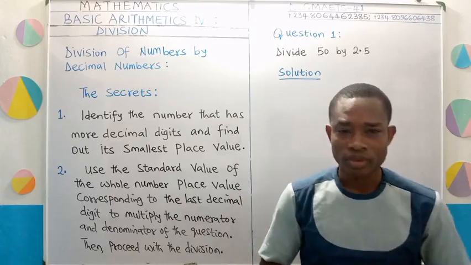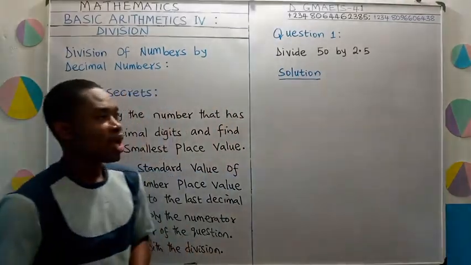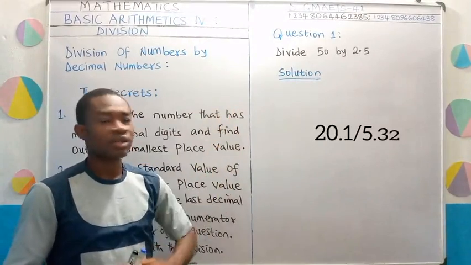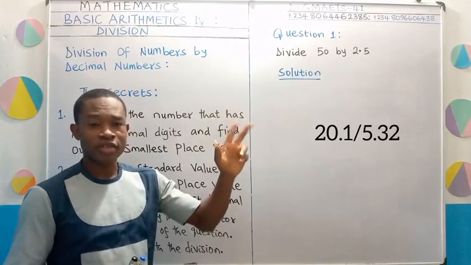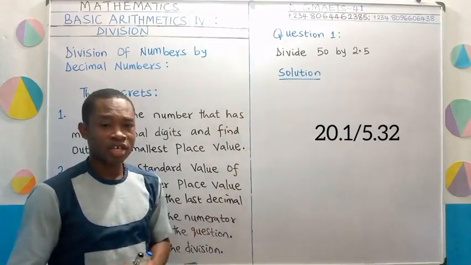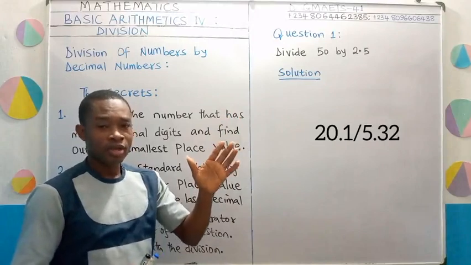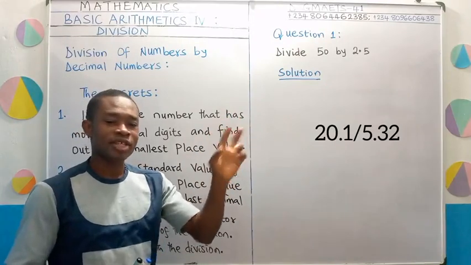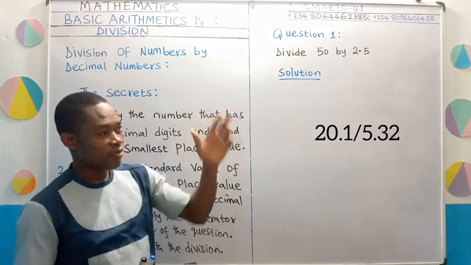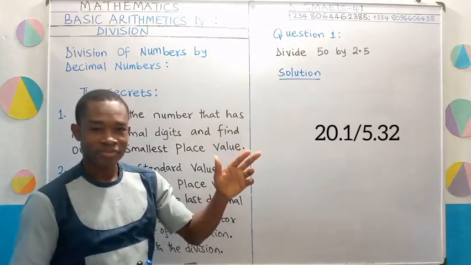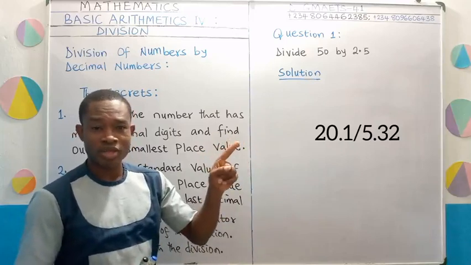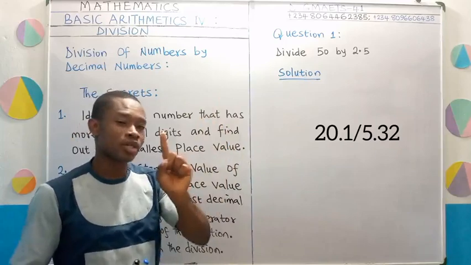I'm going to give you an example. Let us assume that I give you 20.1 divided by, let's say, 5.32. 20.1 divided by 5.32. Now you take note that the denominator is 5.32, so there are two decimal digits in the denominator. Alright, 20.1 in the numerator, 5.32 in the denominator. The denominator has more decimal digits. There are two decimal digits in the denominator, as you can see, but the numerator has only one decimal digit.